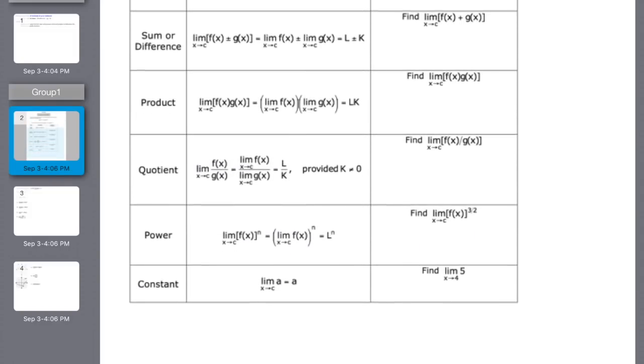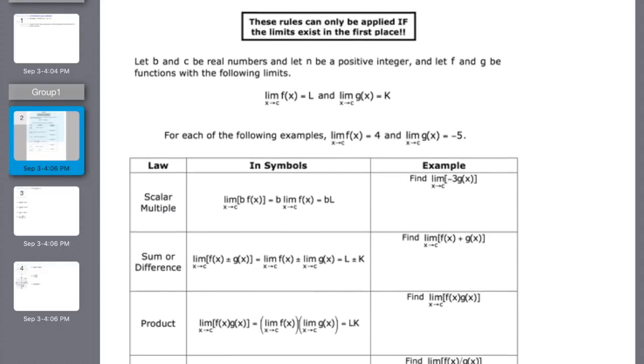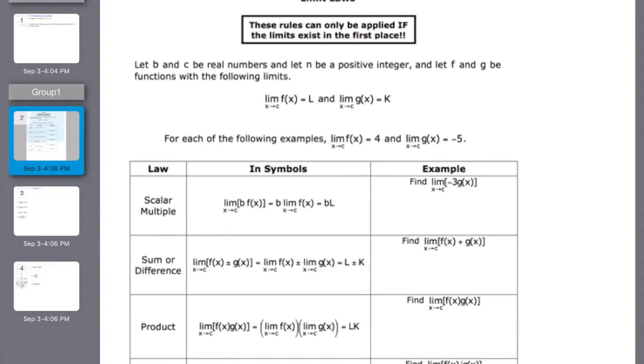So there's a whole bunch of different ones. We're going to go through all these and what they actually mean. The first one is what we call the scalar multiple law. And it says that if we have a coefficient in front, we can actually move that coefficient outside of the limit process and evaluate it last by evaluating the limit first and then multiplying it by whatever that coefficient is.